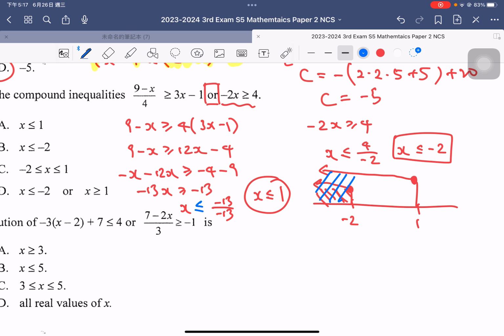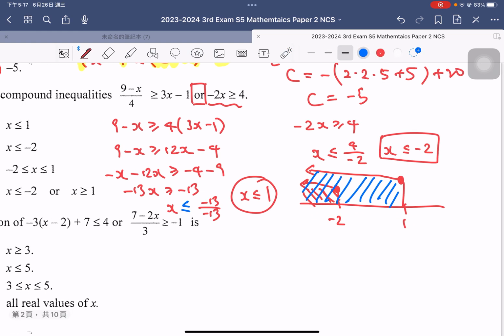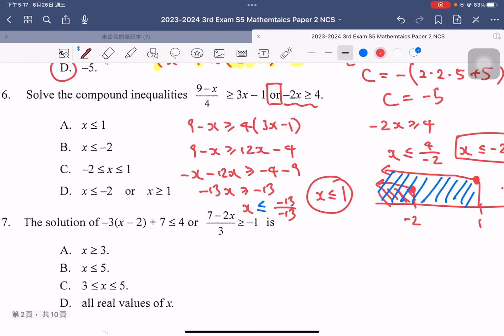And then the meaning of OR, which is all shaded area, so the area is going to be starting from here. So the answer should be equal to x, all of the x smaller than 1. So I can just write it down, so x is smaller than 1. So the answer should be equal to A.